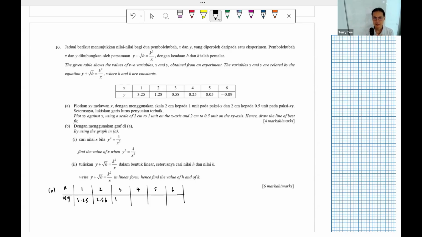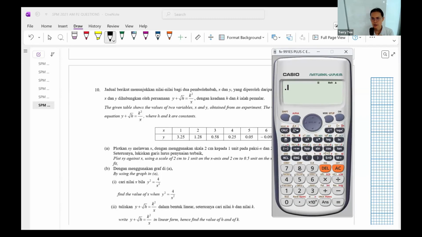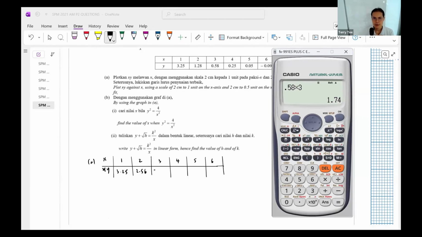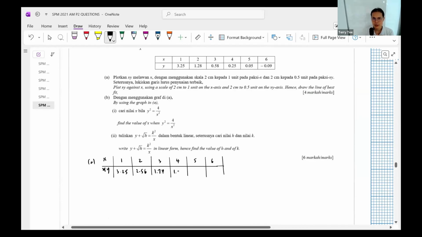Sorry, I think I better use the calculator. It is 1.74. Okay, I don't have space. 4 times 0.25 is 1.00. 5 times 0.05 is 0.25. Next, 6 times 0.09 is negative 0.54. So guys, I got my x and xy.